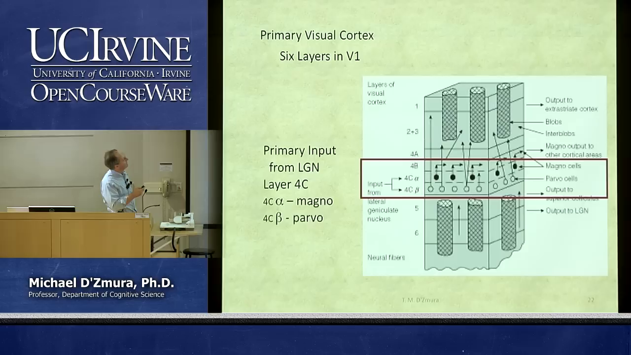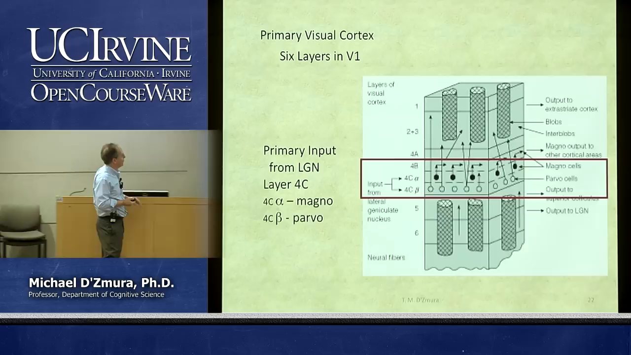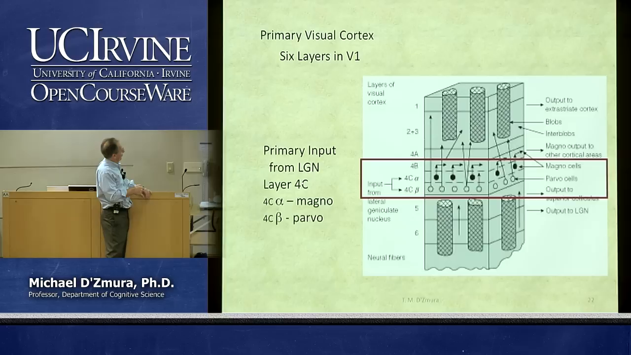The neurons in the lateral geniculate nucleus have axons that project via the optic radiation to primary visual cortex. The primary inputs from lateral geniculate nucleus arrive in layer 4C. And it turns out there are 2 sublayers, 4C alpha and 4C beta. If you look at where the magnocellular neurons in lateral geniculate nucleus arrive, it's 4C alpha. There are those black spots here, those neurons. And where the parvocellular neurons in lateral geniculate nucleus arrive in primary visual cortex, it's 4C beta.